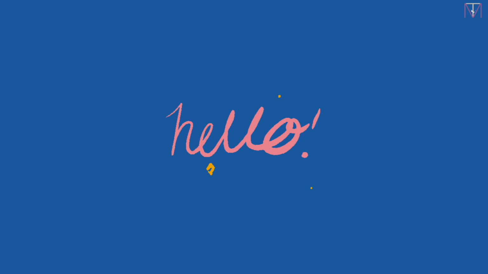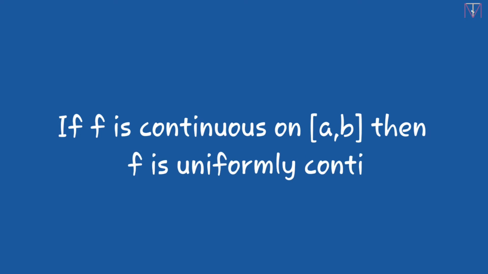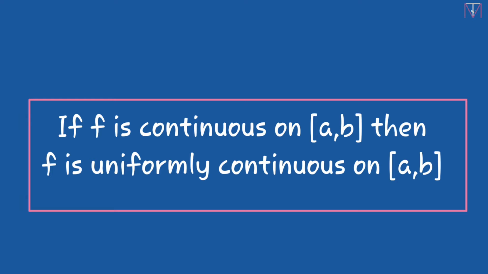Hey guys, today we will discuss an important theorem of uniform continuity. The theorem is: if f is continuous on [a, b], then f is uniformly continuous on [a, b]. So let's discuss.